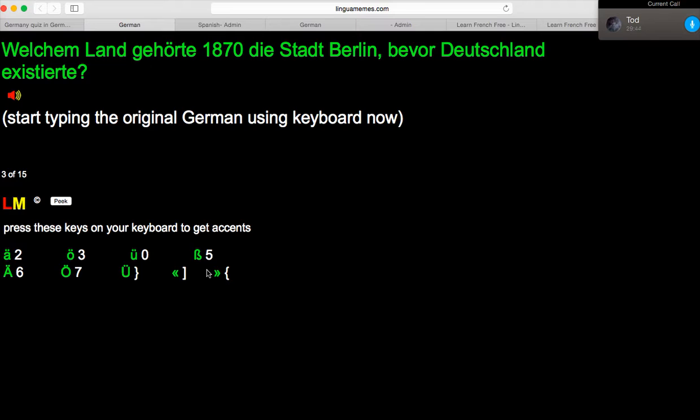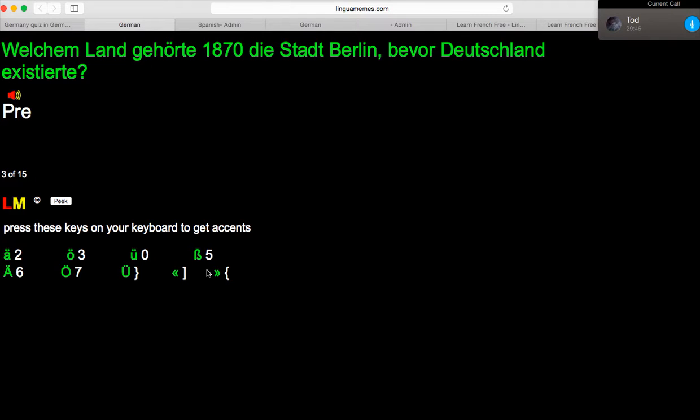We've got a special character here for the first time on this game, for which you'll need to refer to the ß set, and you press number 5 at the bottom. Number 5 on your keyboard, unless you're using an iPhone or whatever, in which case there's a button there to press. Anyway, Preußen.